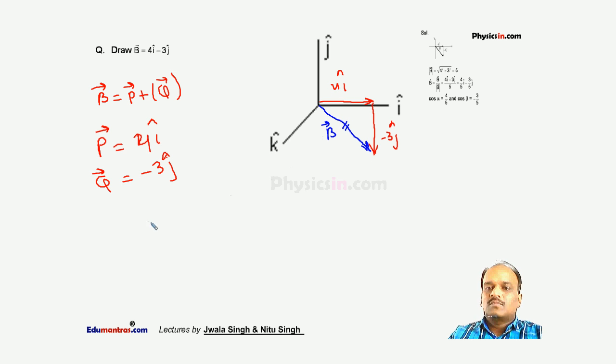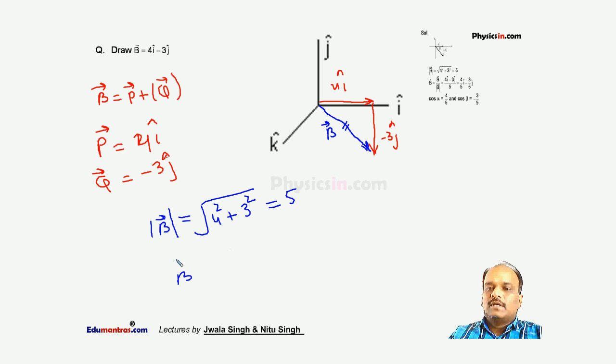Now if I want to know the mod of vector b, the magnitude of vector b, so mod of vector b is the length of this vector b. The length is root over 4 square plus 3 square. So it comes out to be 5 units.